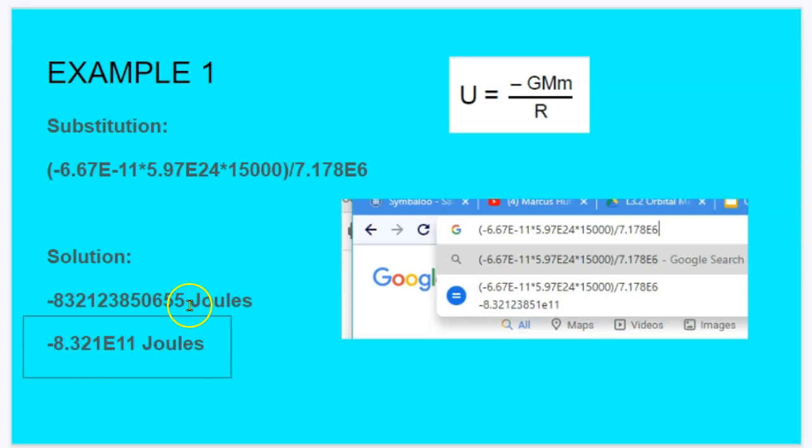So in this case, to convert to scientific notation, you would start at this 5 here and go backwards 1, 2, 3, 4, 5, 6, 7, 8, 9, 10, 11 right there. So our answer is negative 8.321 times 10 to the 11th joules. And if you look right here, it gives you that answer when you type this into the search bar. Jot these down in your notes, and that way you have something to refer to.